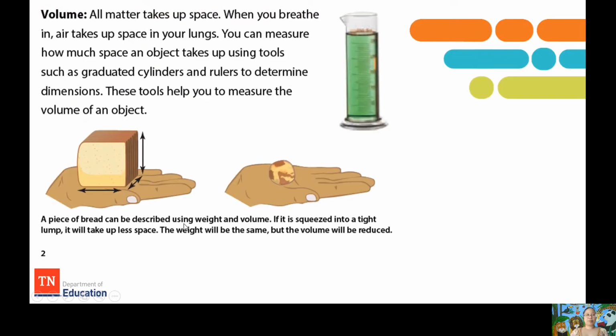Now we have volume. All matter takes up space. When you breathe in, air takes up space in your lungs. You can measure how much space an object takes up using tools, such as graduated cylinders and rulers to determine dimensions. These tools help you to measure the volume of an object. So I see here in this sentence some of the tools. I know what a ruler is, but what are graduated cylinders?